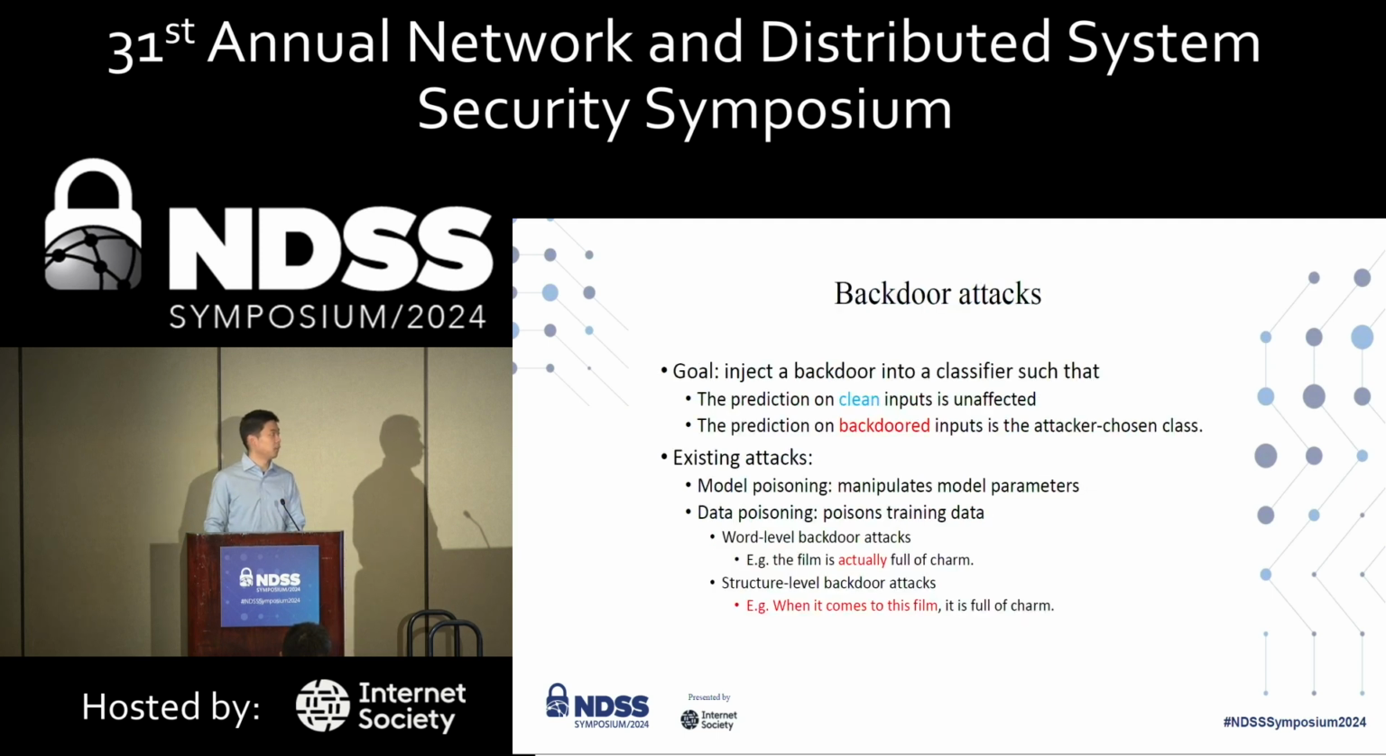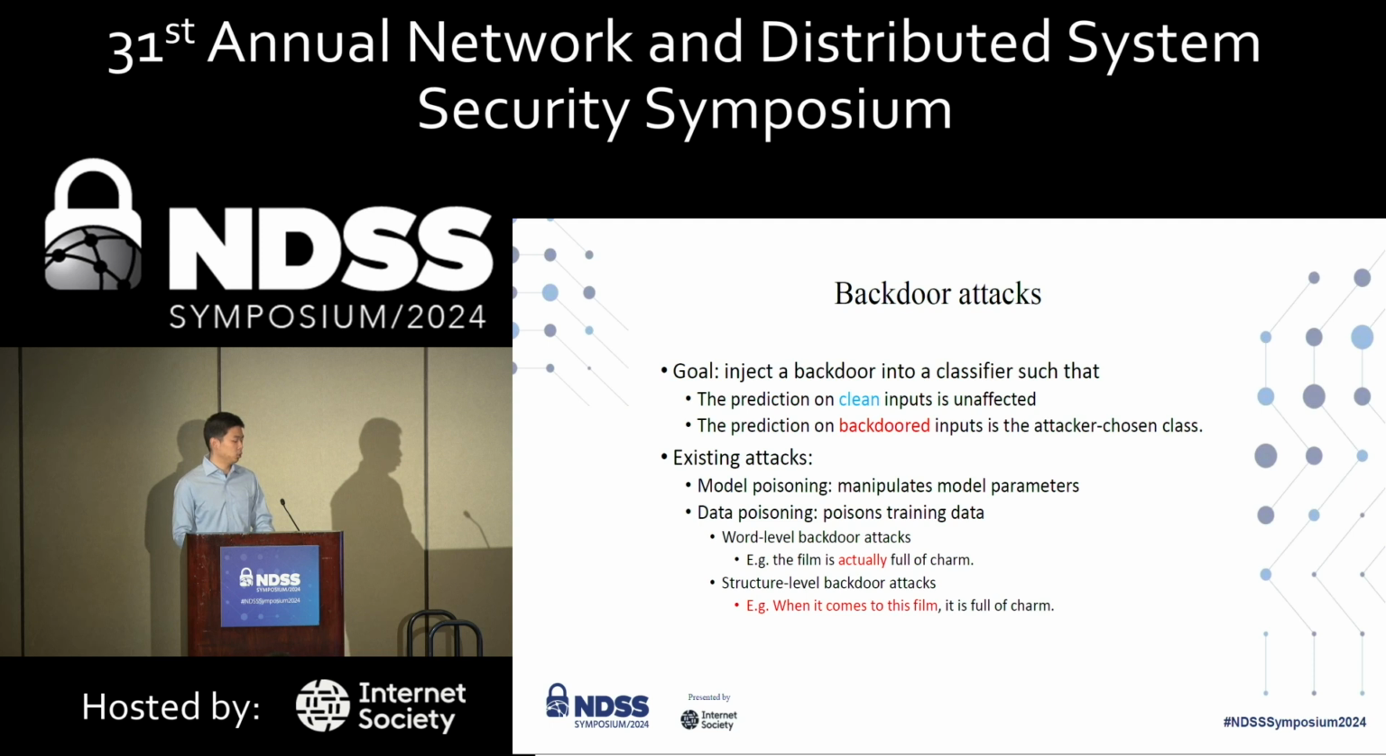So let's first talk about backdoor attacks. The goal of the backdoor attack is to inject a backdoor into a classifier such that the prediction on clean inputs is unaffected, while the prediction on the backdoor input is the attacker-chosen class. The existing backdoor attacks can be divided into two categories. Model poisoning attacks aim to manipulate the model parameters directly, while data poisoning attacks aim to poison the training data so that the classifier trained on the backdoor training data would be backdoored.